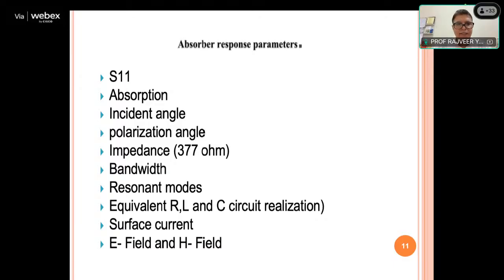Then we can realize these modes with the help of equivalent RLC circuit, and based on the equivalent RLC circuit, we will be able to determine the resonances, surface currents, whether it is E field and H field. With the help of this, if you take a plot of surface current, surface density, and then visualize the pattern of E field and H field, we will be able to particularly see which mode is being excited. We use these E field and H field plots for identifying the resonant modes.